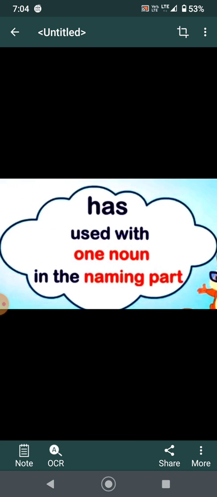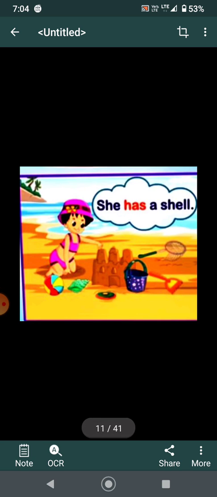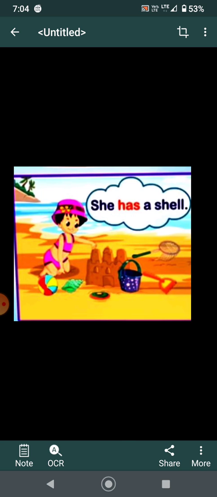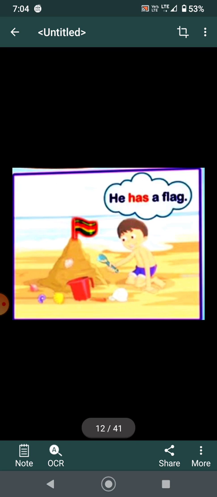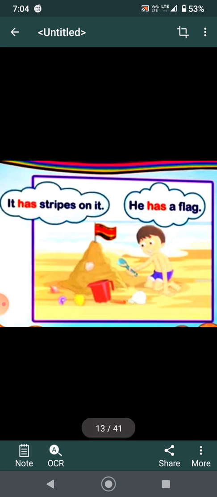Has is used with one noun in the naming part. For example, has is used with she, he and it. She has a shell. Naming part is she. Naming is the noun or pronoun part of the sentence, it is called the naming part. She has a shell. He has a flag. It has stripes on it.